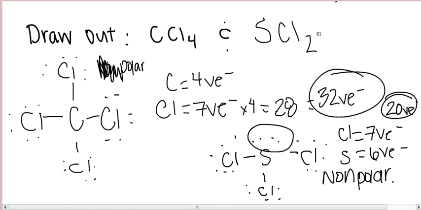So after learning today, I hope you understand London dispersion forces a little better.